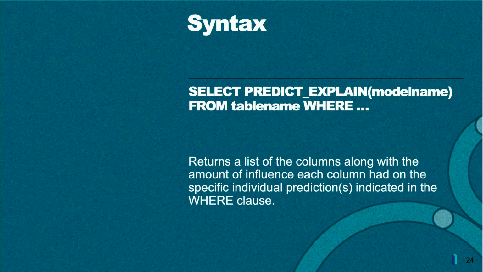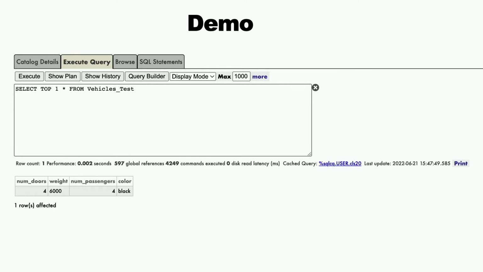So like predict explain. You have your model name that Akshat was talking about earlier. You've got the table name, which is the vehicle's test or whatever it was. And you've got a where clause where you can just specify which columns that you want to actually explain. And this will return a list of the specific columns for each row that contribute to the overall prediction or probability. I'm sure you'd like to see an example.